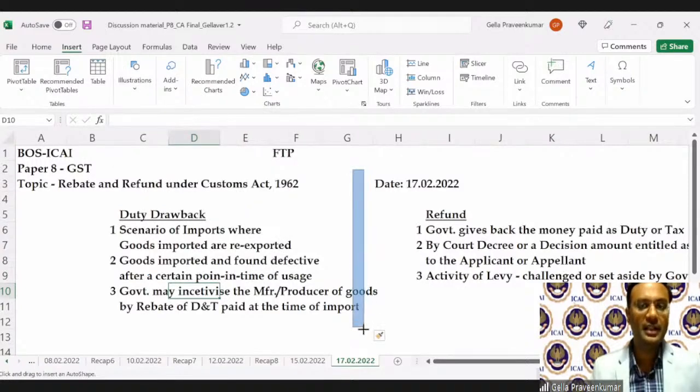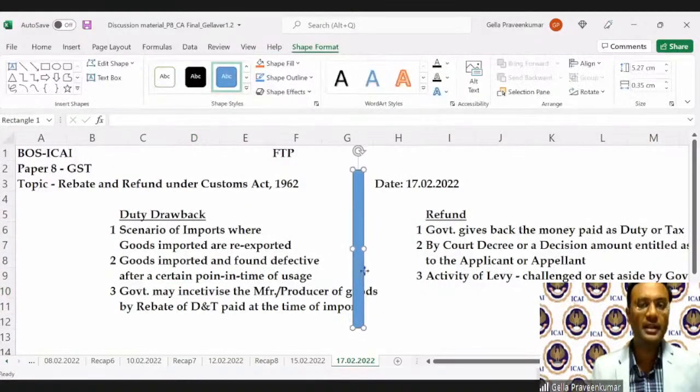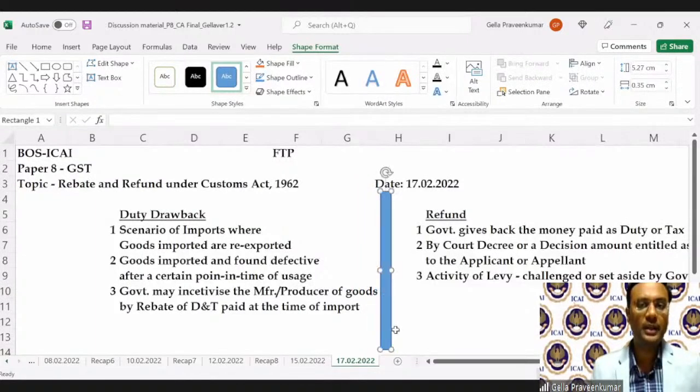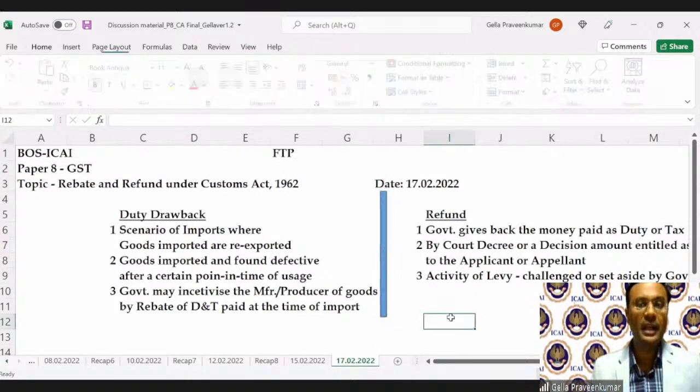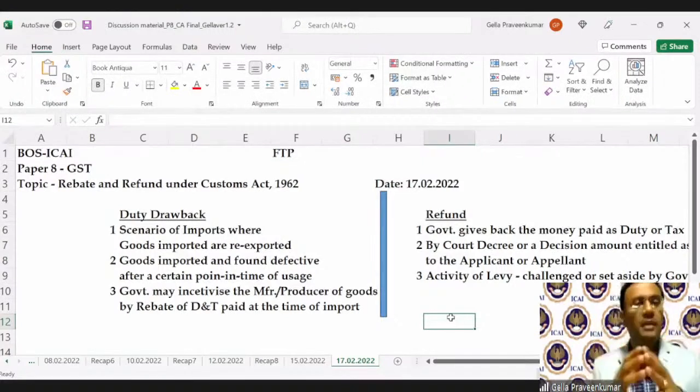What is a drawback, what is a duty drawback, and what is a refund? So here, I have given some examples for you to understand the difference between a duty drawback and a refund. In the process of our discussion, we will discuss a couple more examples for you to understand.